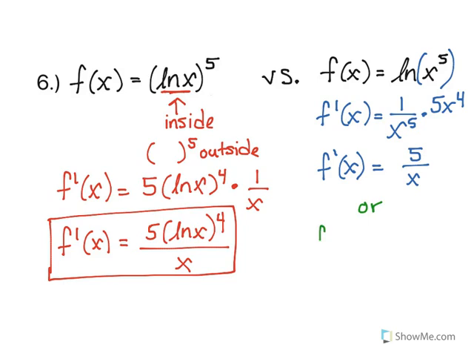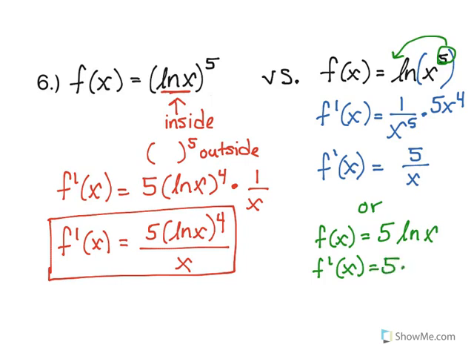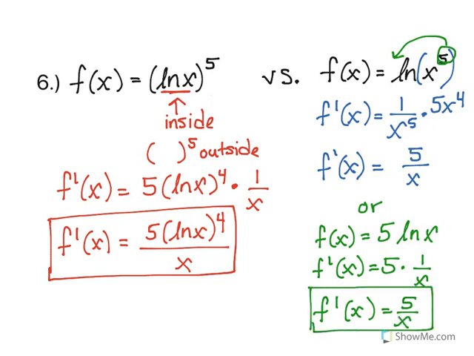Or you could rewrite the original function using properties of logs. You can pull this exponent out in front before doing anything else. And then for that derivative, we could say that f prime of x is equal to 5 times the derivative of ln x, which is 1 over x. So again, we're getting to a final answer of f prime of x is equal to 5 over x. Okay? So that's the answer for the second one.